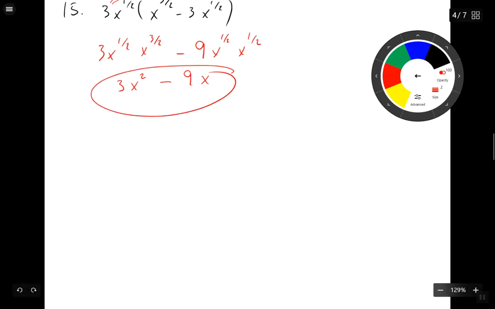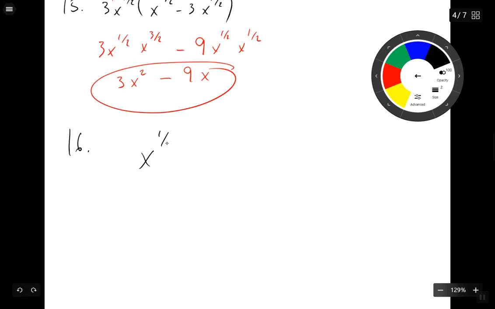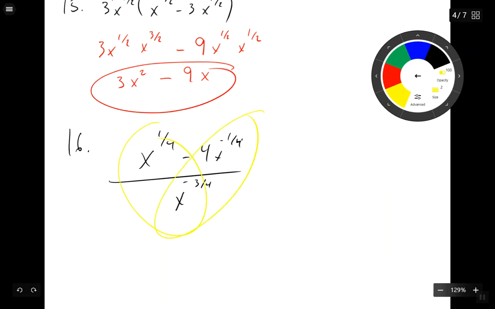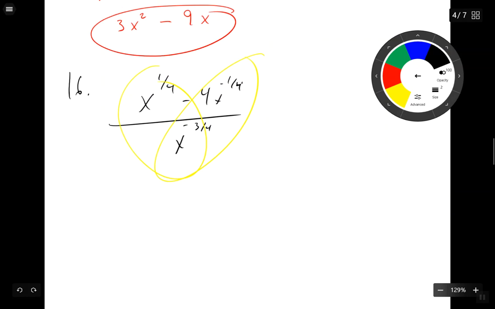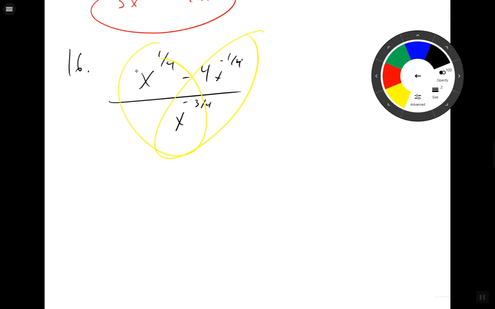Okay, 16. We got a couple more I want to do to make sure you remember them. Is 16 just like the ones we did yesterday, and now they're fractional powers? Hang on, I want to change to black. There we go. It's x to the 1/4 power minus 4x to the negative 1/4 power over x to the negative 3/4 power. Is this messy? But if you break it into two fractions, will it make it faster and easier? It would.